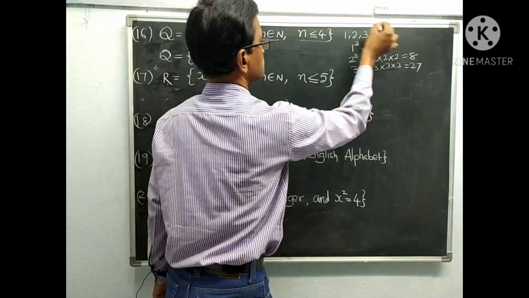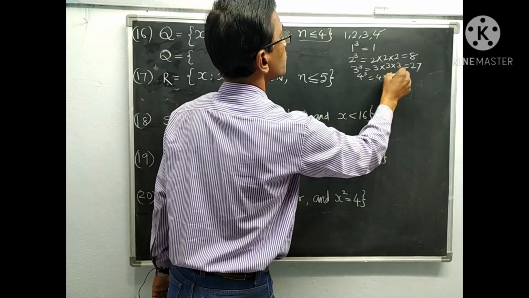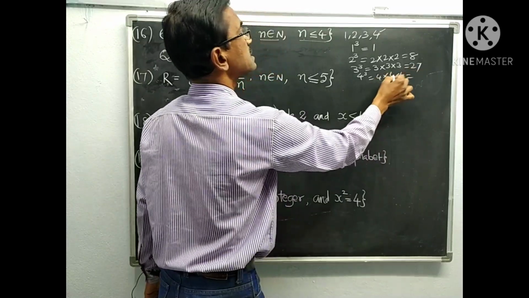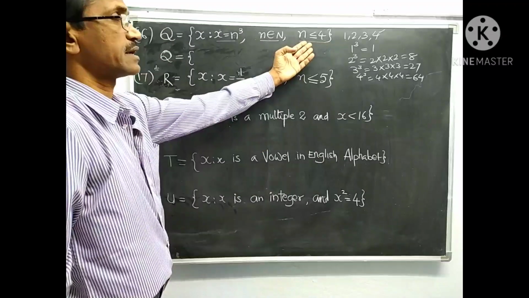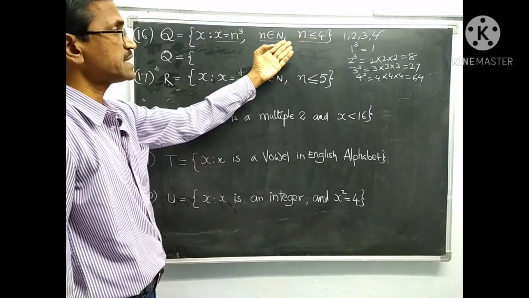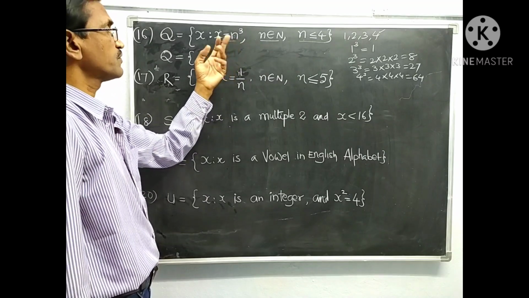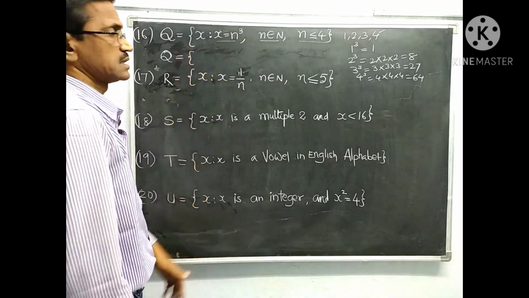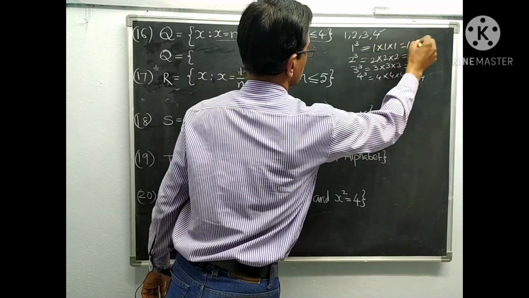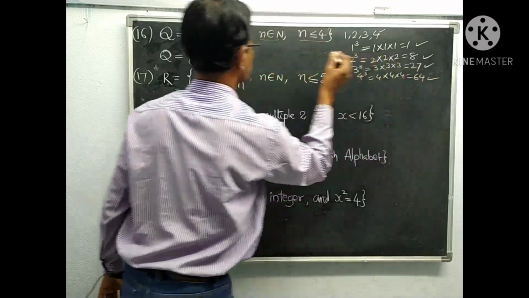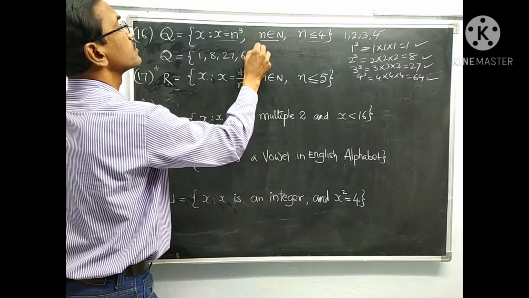And you have to write 4 also in the place of n. 4 cube, 4 into 4 into 4. 4 4s are 16, 16 4s are 64. So select the number n values from this set and substitute in the formula, in the rule, then find the elements of this set. So what we have got here? 1 into 1 into 1, 1, 8, 27, 64. So 1, 8, 27, 64.